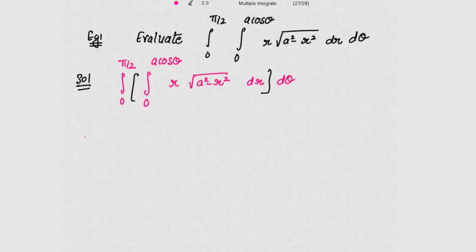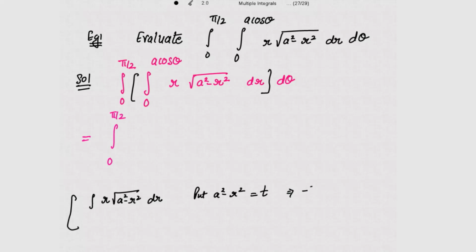So let's solve this. Let's solve the inner integral first. This is r square root of a square minus r square. It is very easy to integrate this. First I'm solving this integral, just as a remark. So the integral is r square root of a square minus r square. Just put a square minus r square equal to t, and then you will get minus 2r dr is equal to dt.